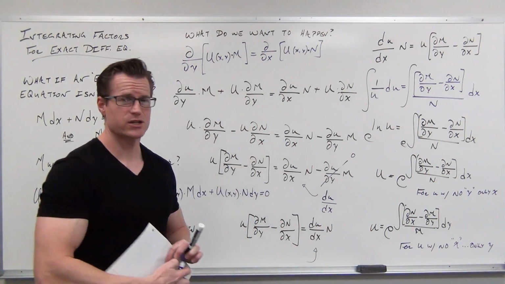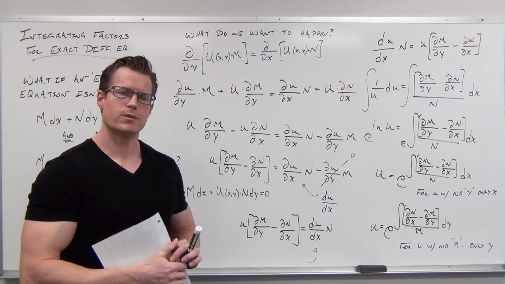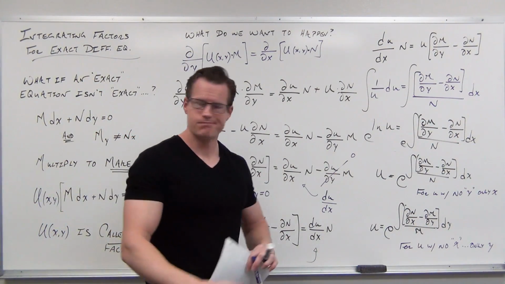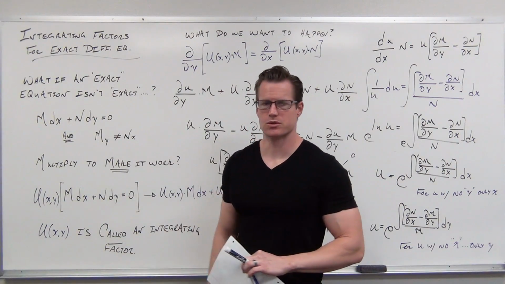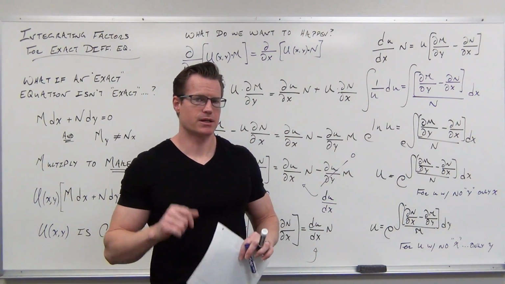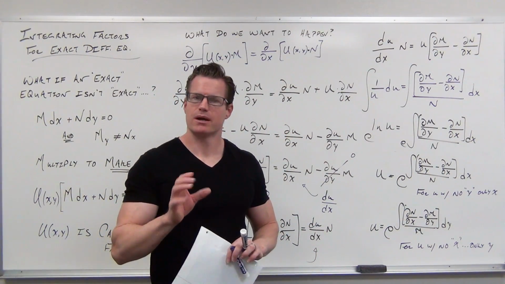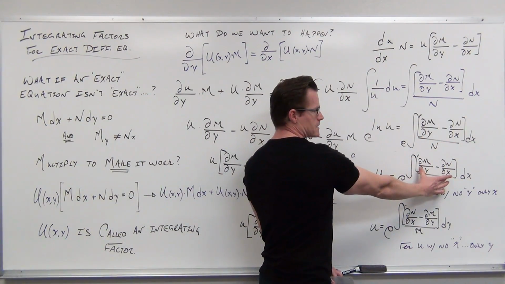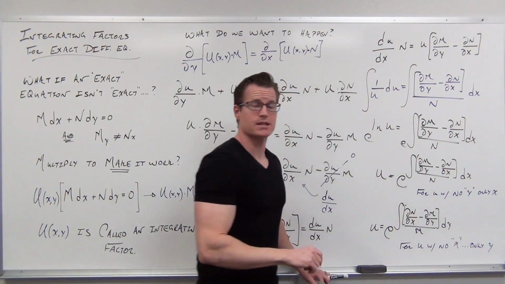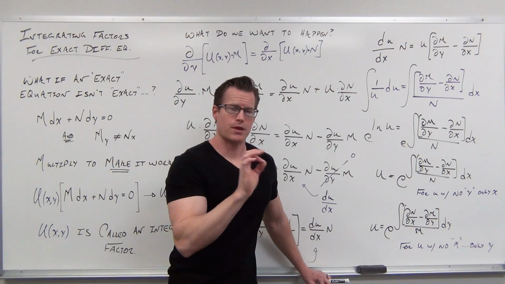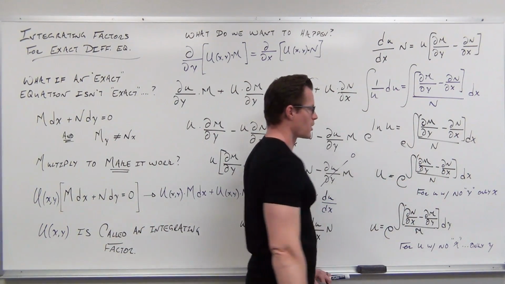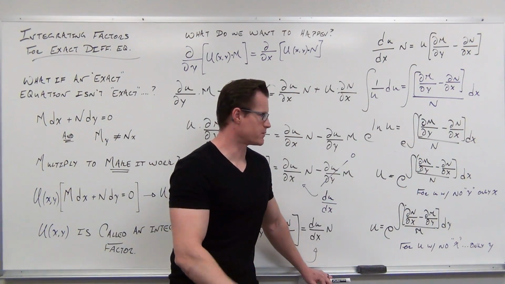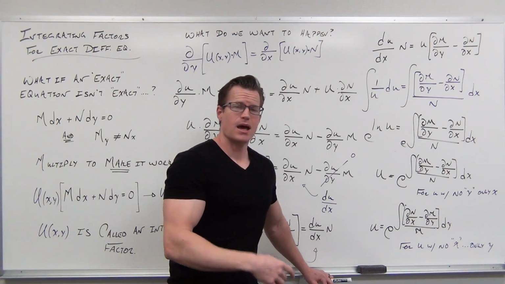Now the process is actually pretty easy. What we're going to be doing is we're going to look at this and say, hey, let's check our mixed partials. If they're exact, we're done. If they're not exact, let's do a comparison. Let's see if this gives us only x's, or if this gives us only y's. And so we're going to do two different things. We're going to subtract partial of m with respect to y minus partial of n with respect to x over n, and see what that gives us.